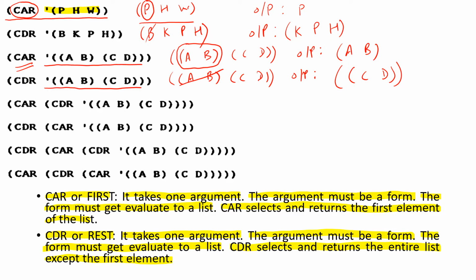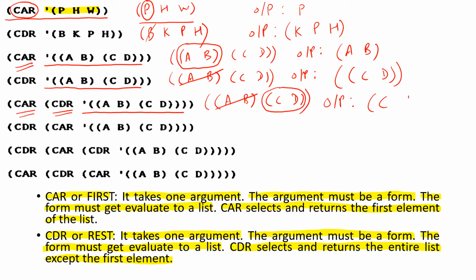If we continue using this approach, in the next case, when we evaluate this part, what we get is a list which contains a list containing AB and a list containing CD. Then when you apply a CDR on that, CDR would discard the first element of the list. So what we get is a list which contains a list containing CD. And then a CAR on that will select the first element of the list, which happens to be the list containing CD.